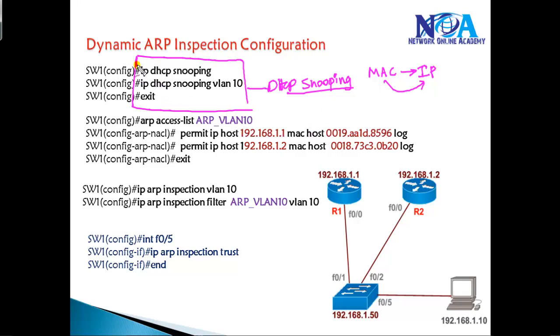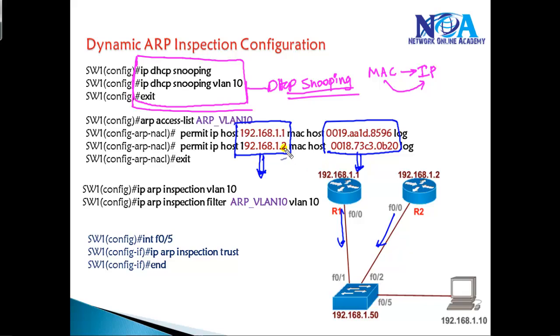Now we need to ensure that if you want DHCP binding to work, we need to enable this DHCP snooping feature, and then we can also create some manual entries. So probably in the lab we are not going to use any DHCP information here. We are going to use some manual bindings, where I've got two routers connected here, and the MAC addresses as per this diagram you can see there.